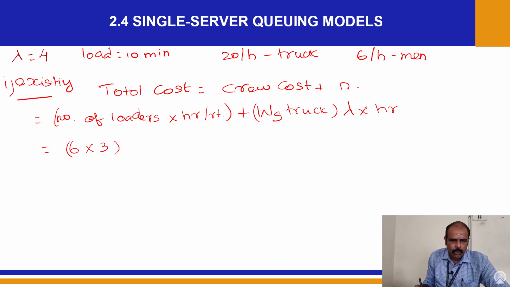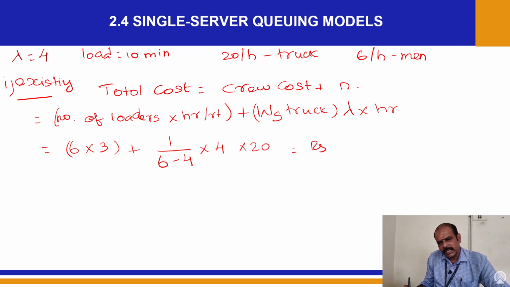So this value plus 1 divided by 6 minus 4, that's the Ws formula, into 4, the lambda value, into the rate paid for the truck, which is 20. So when we solve this, we get rupees 58 per hour. So this is the existing.